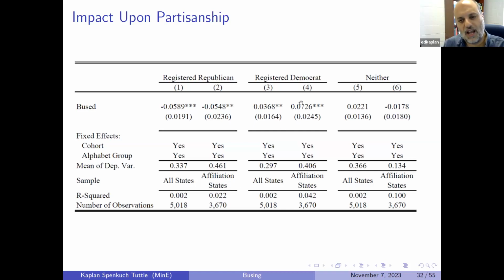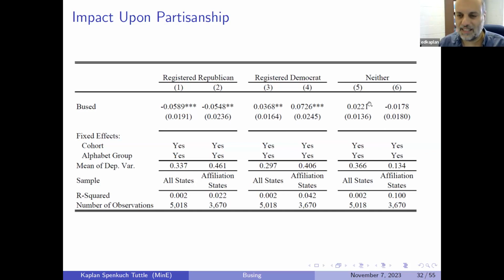We do find a larger effect for closed primary states on the effect of being Democrat, but in both cases we find very large effects. And so think about this: you were bused for random reasons, and other people weren't, 45 years ago, and today you're 4 to 7% more likely to be Republican and less likely to be Democrat.